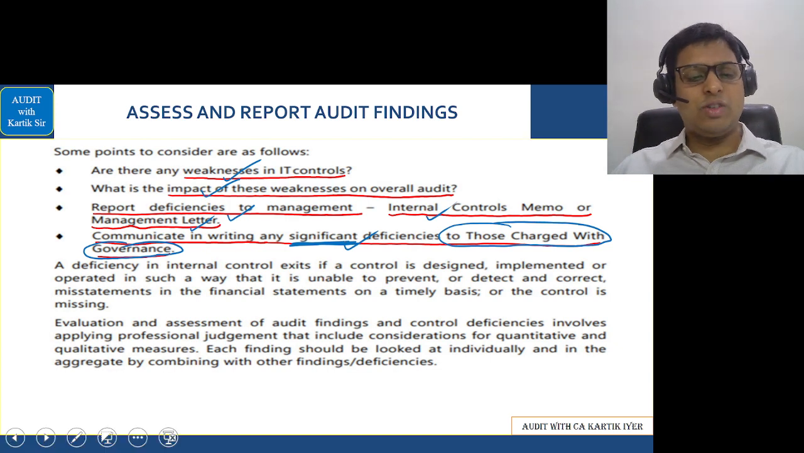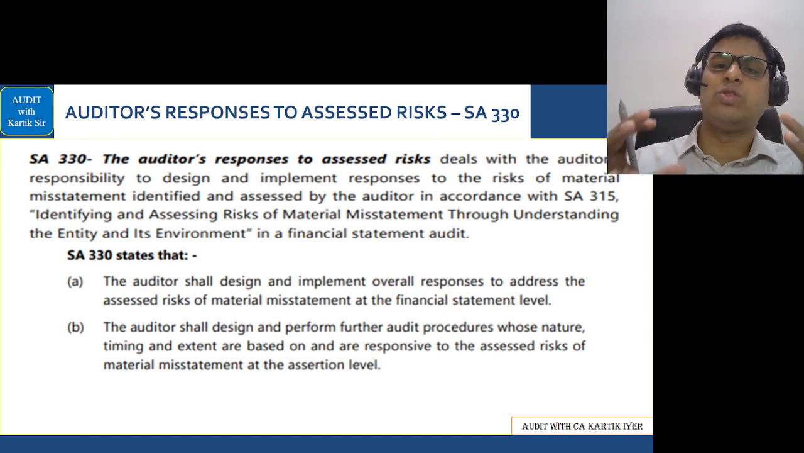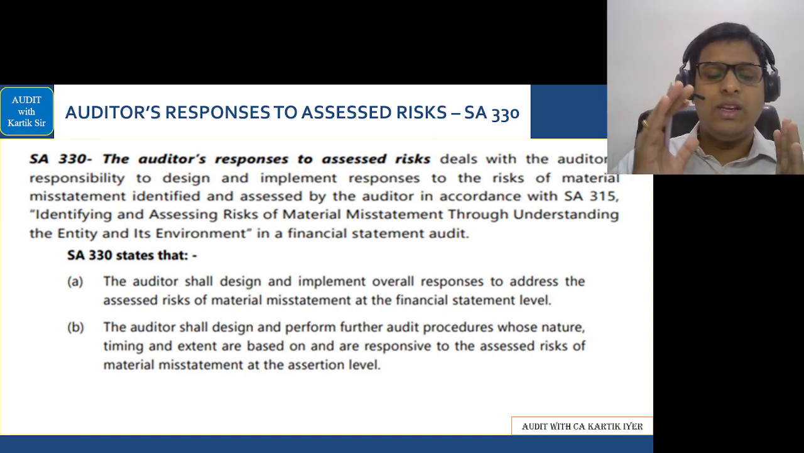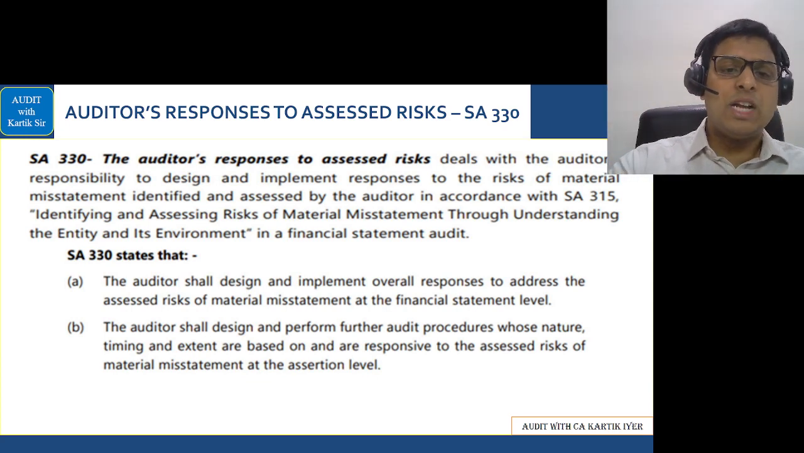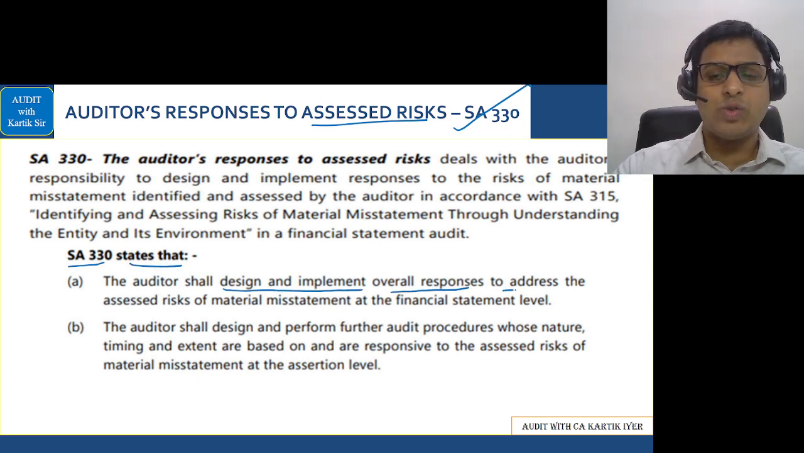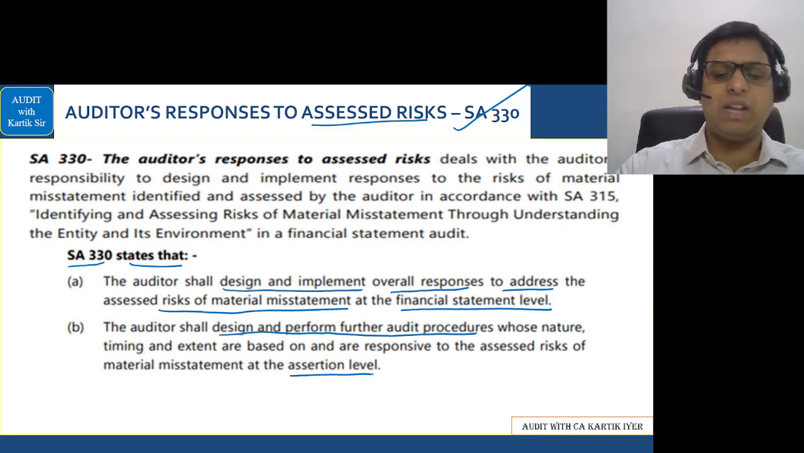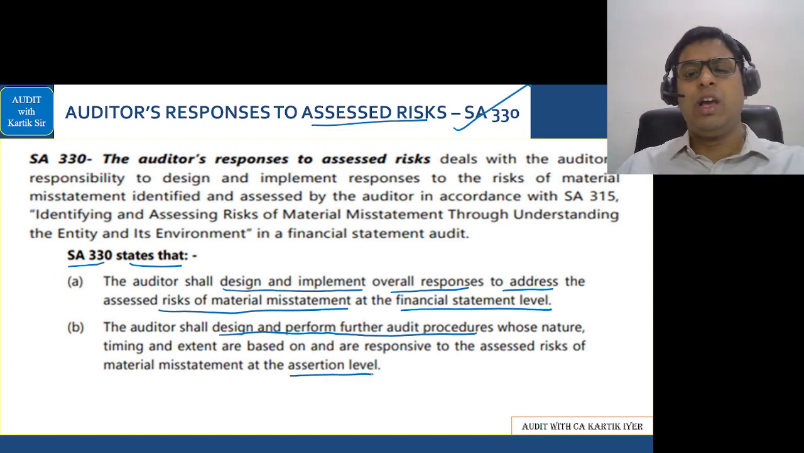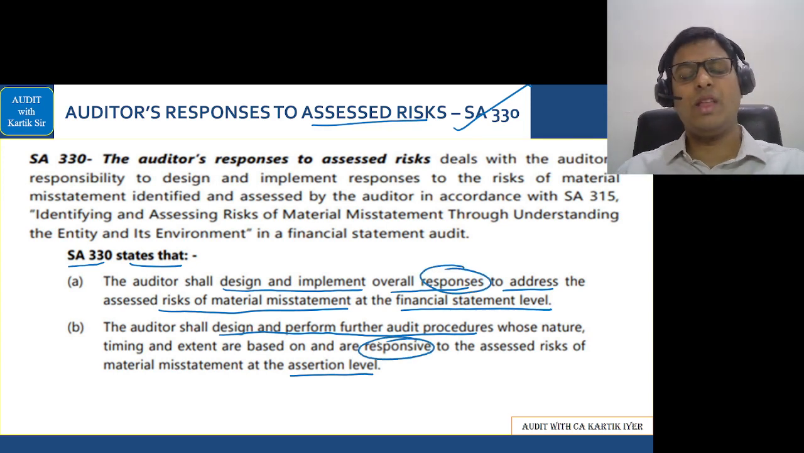Okay. Let's go further. Now we enter the test of controls area. In that, there are a few areas that you have to simply read and understand. And regarding this, we have done a lot of examples. Remember, line comes down, line goes up. We have done it many times. That is auditor responses to assessed risk, that is SA 330. SA 330 states that the auditor shall design and implement overall responses to address the assessed risk at the financial statement level. And the auditor will also design and perform further audit procedures, but this time at the assertion level. Same thing. So at the financial statement level and at the assertion level, the auditor has to design the responses. That is basically what they have said.